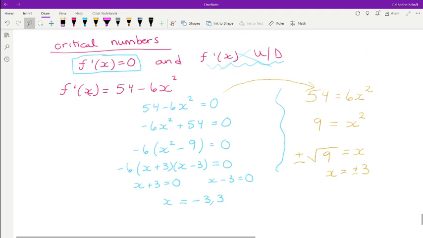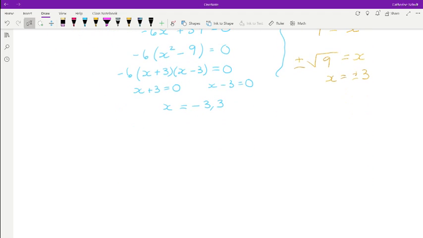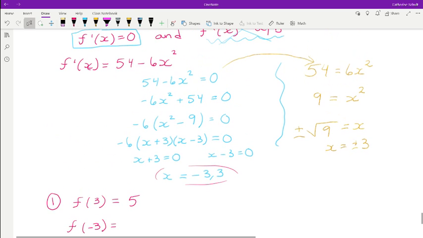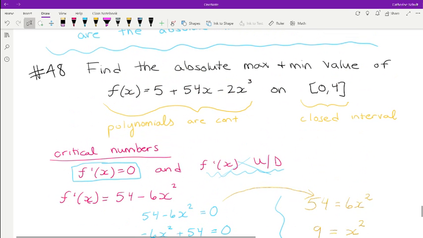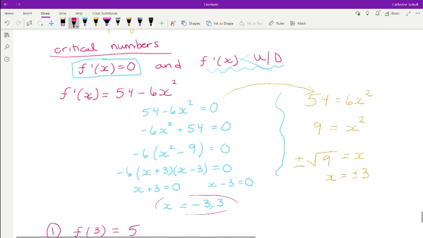Okay, so the reason why we're doing that is we're going to take our critical numbers and we're going to find f of 3 and we're going to find f of negative 3. Okay, because now these are the candidates for being the absolute max and minimum. Okay, so f of 3. Let's plug it into our original function. Common mistake is to go back to the derivative. Remember, we're going all the way back up here. So we're going to be plugging in 3 here, and then we're going to be plugging in negative 3.